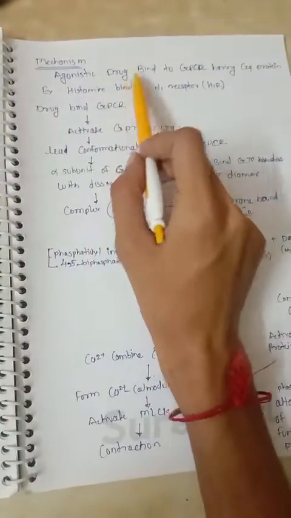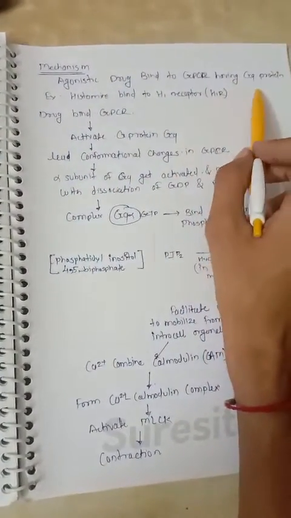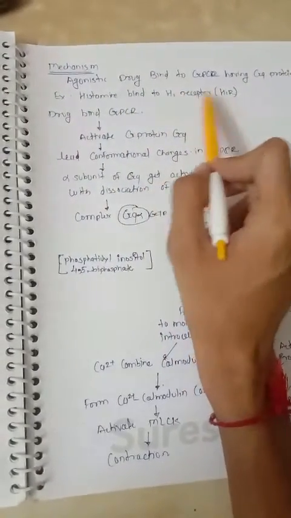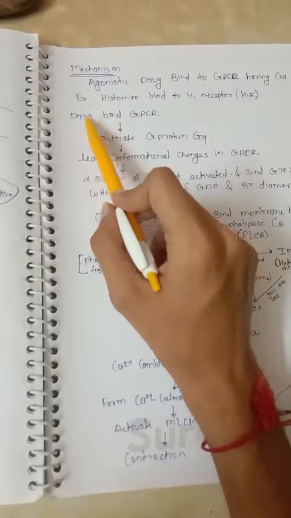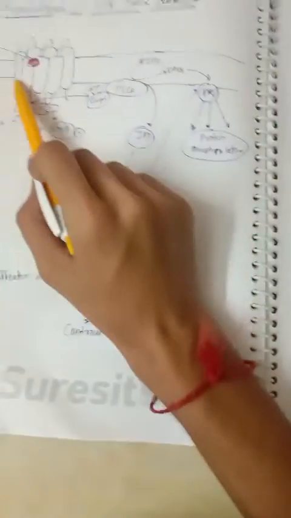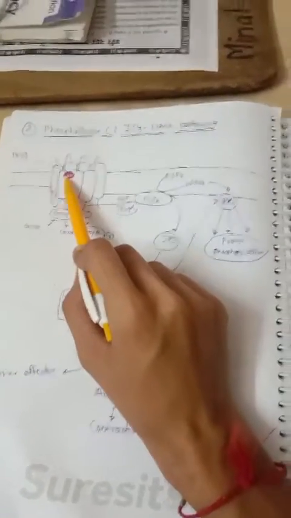The agonistic drug will bind to the GPCR that is having the Gq protein. An example is histamine, which binds to the H1 receptor, that is H1R. So in the actual mechanism, first the drug binds to the GPCR. Okay, so the drug binds to the G protein coupled receptors.